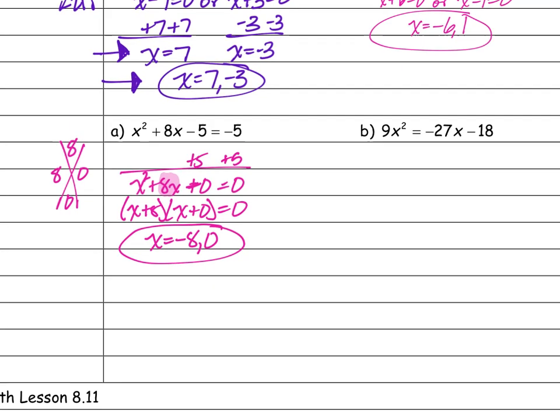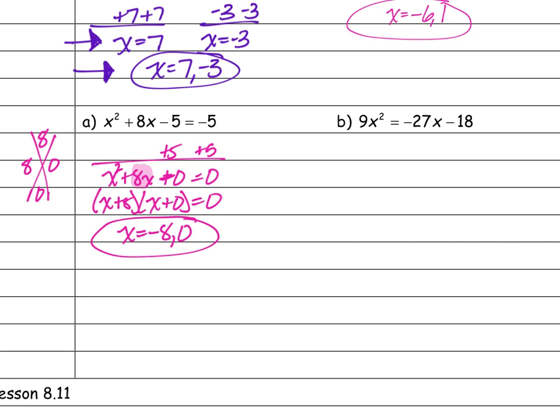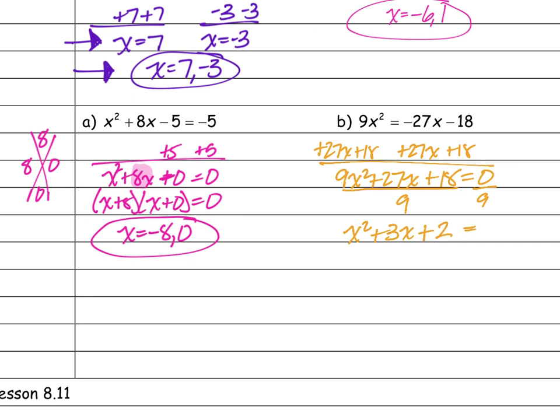And then the last one, if I get everything on the same side of the equal sign, plus 27x plus 18. So 9x squared plus 27x plus 18 equals 0. I'm pretty sure 9 goes into everything. So I'm going to divide both sides by 9. And I'm going to get x squared plus 3x plus 2 equals 0.